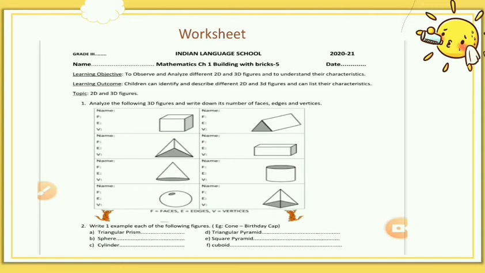Then in the second question, you have to write one example each of the following figures. The name of the figure is given. For example, all of you know a birthday cap. The shape of the birthday cap is just like a cone. So a birthday cap is an example of a cone. In a similar way, you are going to find examples for the figures whose names are given.